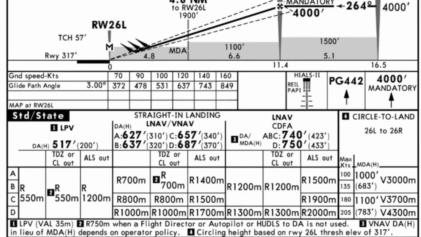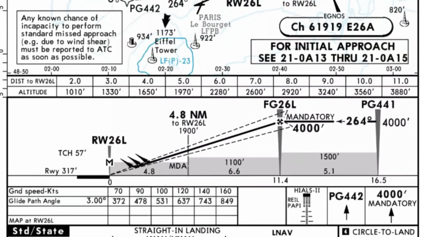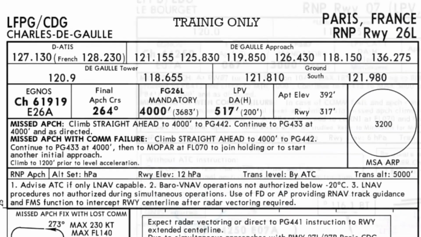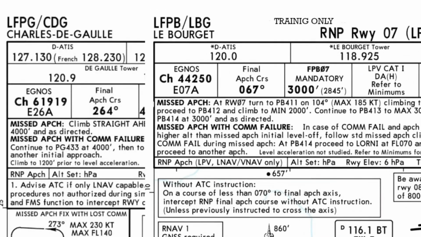Let's now take another example. We're looking at the RNP runway 26 left, Paris Charles de Gaulle. Once again, you see here the minima are published for the LPV, LNAV/VNAV, and LNAV. I would like also to attract your attention on the EGNOS channel for this approach. And let's give a look to a close-by airport, which is indeed very close. In this airport, the EGNOS frequency is different, though the airport is less than 5 kilometers away from Le Bourget.